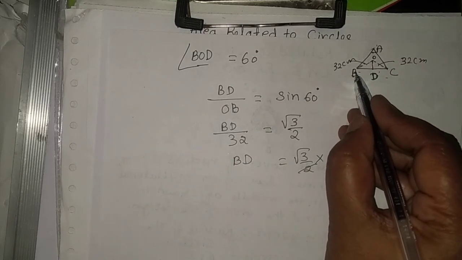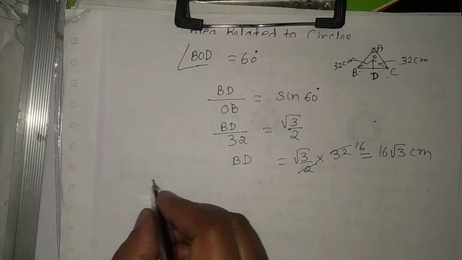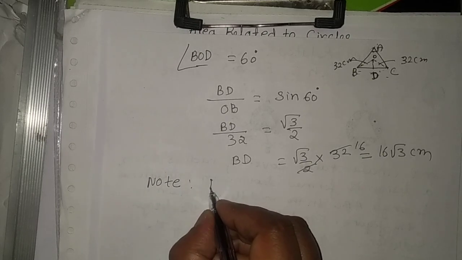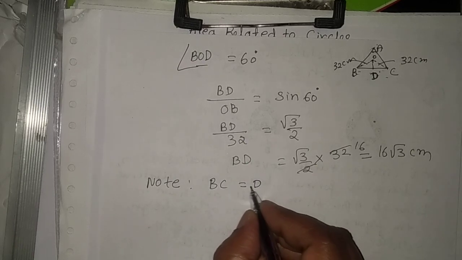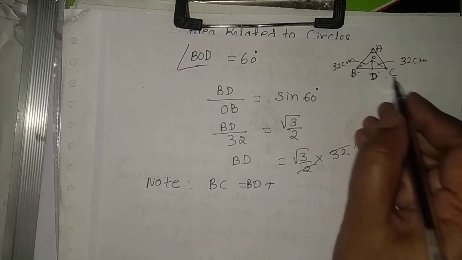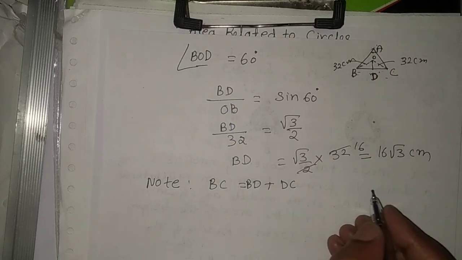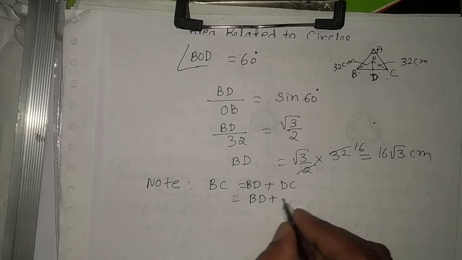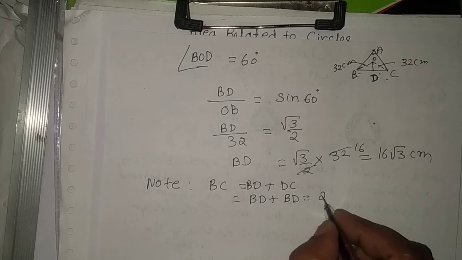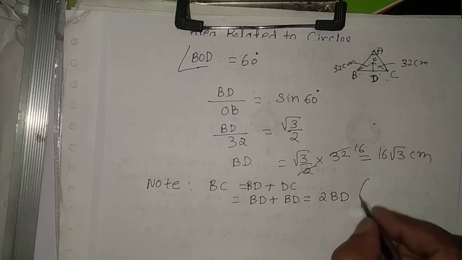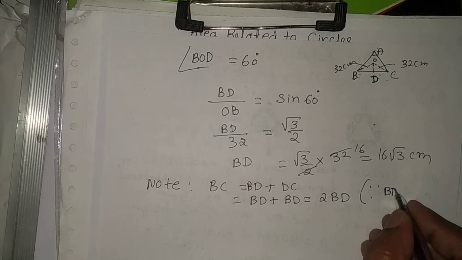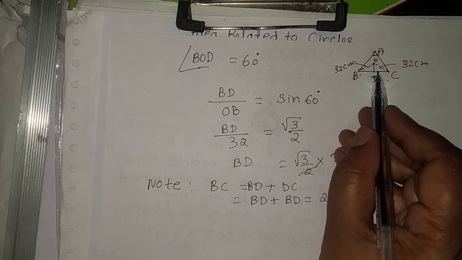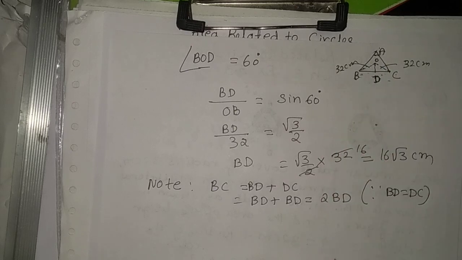therefore we can write BC is equal to BD plus DC, which is the same. Now we can substitute here BD plus BD, which is equal to 2BD. Because here I can write BD is equal to DC. These two parts, since it's an equilateral triangle, are equal.